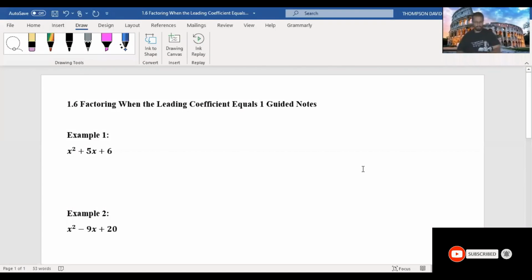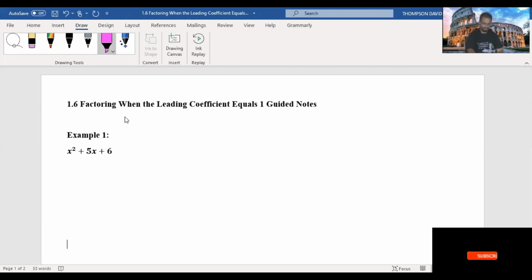In this video, we're going to talk about factoring when the leading coefficient is 1. So let's start with the first example. We have x squared plus 5x plus 6. We'll highlight the first term in yellow, the middle term in green, and the last term we'll highlight in pink.